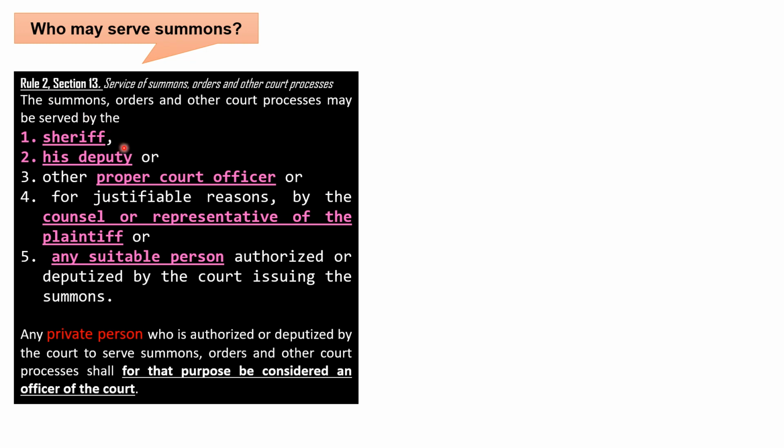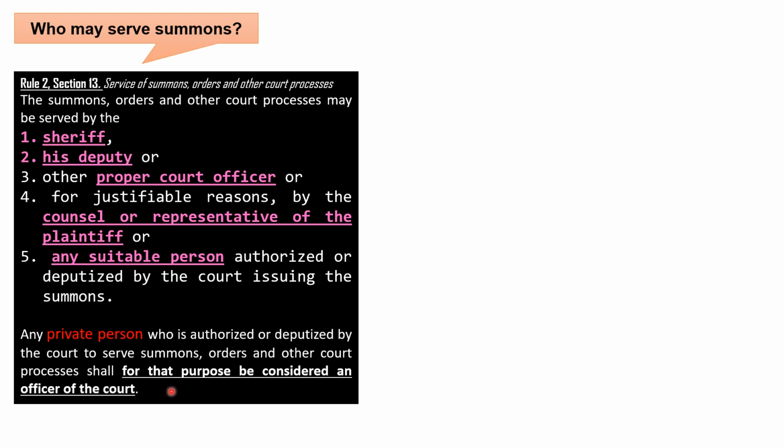Summons may be served by the sheriff, his deputy, other proper court officer, and also if there is a justifiable reason, then the counsel of the plaintiff is allowed to serve summons, as well as the representative of the plaintiff. Take note of number 5. Yung number 5 is kakaiba because a suitable person, as long as that suitable person is authorized or deputized by the court, then that person can also serve summons. This suitable person, take note, pwede yan maging private individual. He can be a private person. And in that case, if he is a private person deputized by the court to serve summons, then for that purpose, he is considered as an officer of the court.